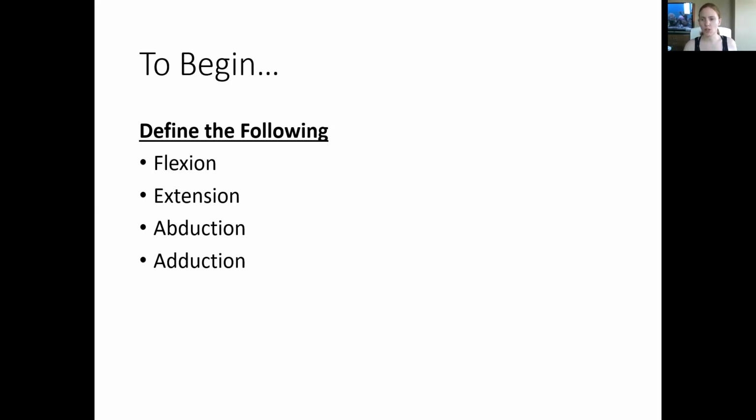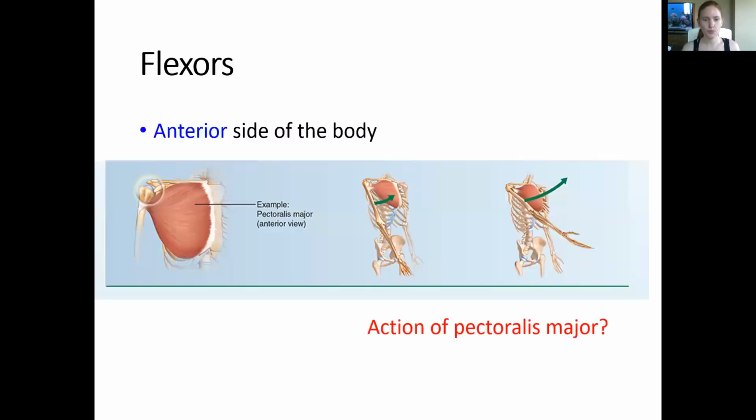So that's going to be really important, because when you're saying the actions of your muscles, remember you're going to use an action term such as one of these and the body part that is actually moving. So the general pattern that you'll see is muscles that flex the body parts tend to be found on the anterior or front side of the body.